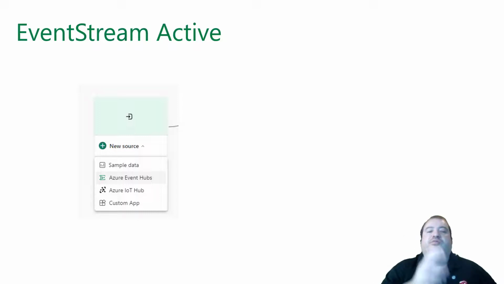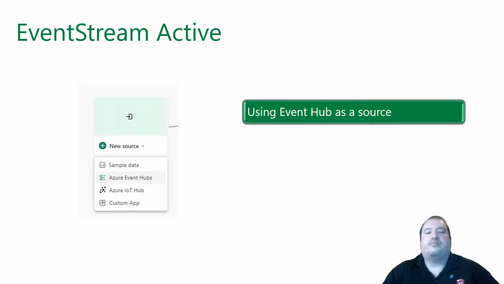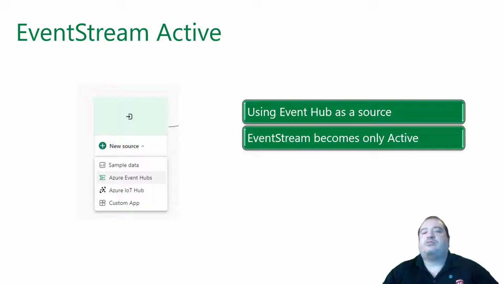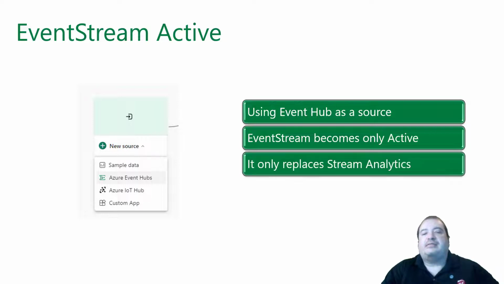If we choose Event Hub as the source, then EventStream needs to be an active tool which goes to Event Hub to get the data. Using Event Hub as a source, EventStream becomes only active, so it goes to Event Hub and gets the data. In this case, it's replacing Stream Analytics. We don't need Stream Analytics in the solution.